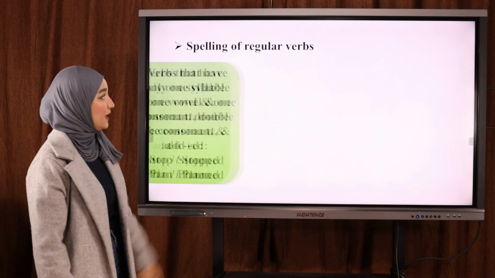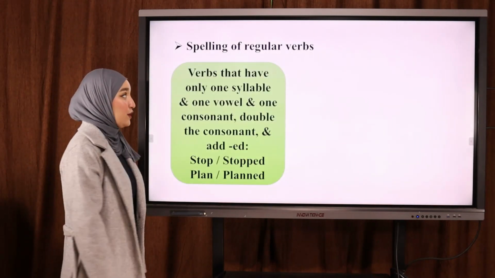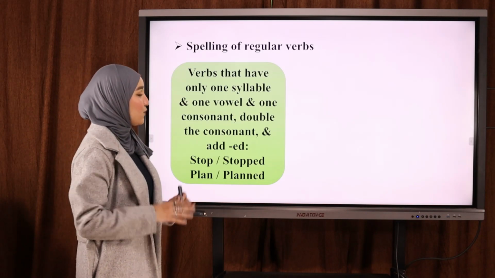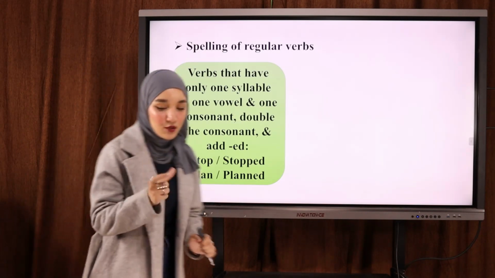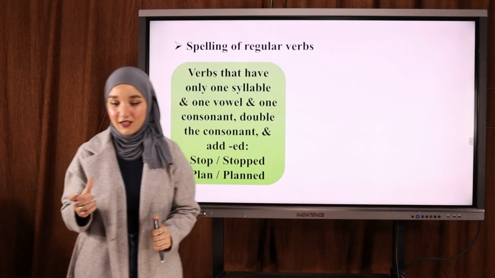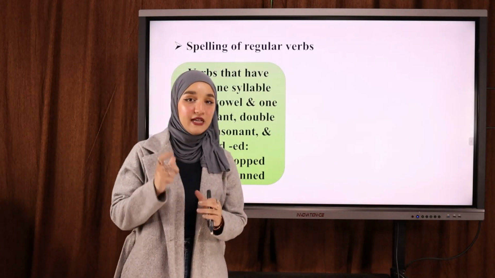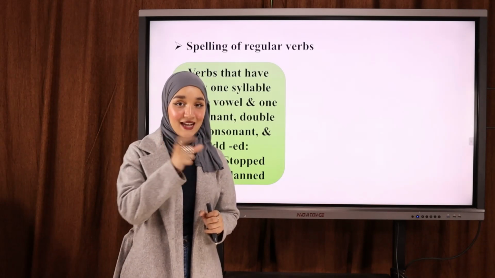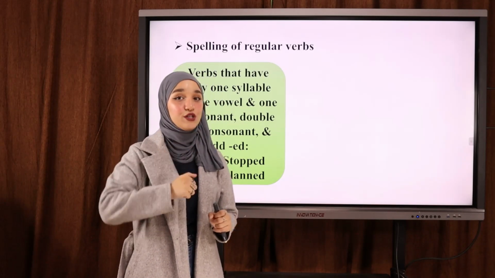Okay. Another spelling rule of regular verbs, the أفعال العادية. So, verbs that have only one syllable. Now, a syllable, we talked about this, I think. A syllable is a beat, a sound. A sound in a word هو مقطع. مقطع that has sound. مقطع لديه صوت in a word.